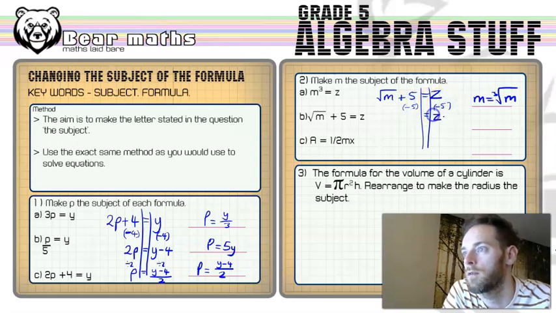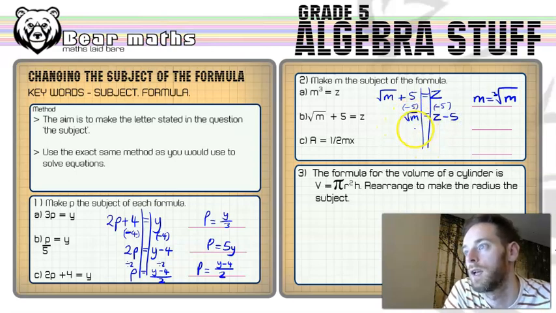Z minus 5 is z minus 5. And the square root of m is what we've got left on that side. Now, how do we get rid of the square root? We have to square both sides. So square, square. Can't really do a little 2, wouldn't make any sense. All right, square both sides.